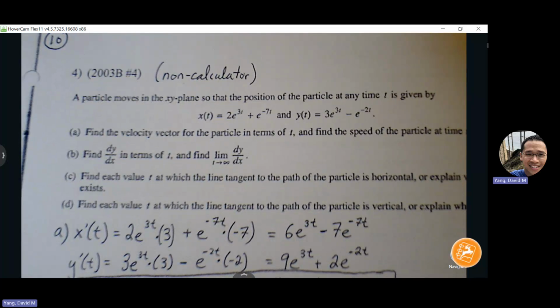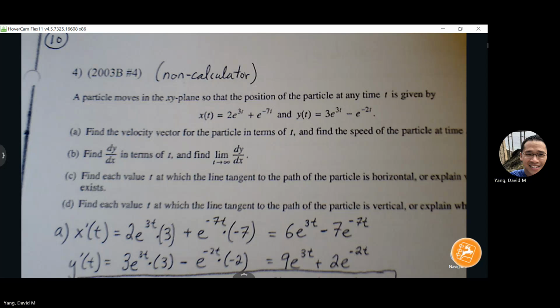Okay, let's spend a few minutes to start page 10. This is the last problem for your homework, so get a head start with it in a few minutes.